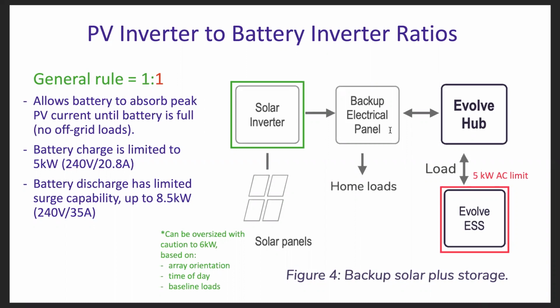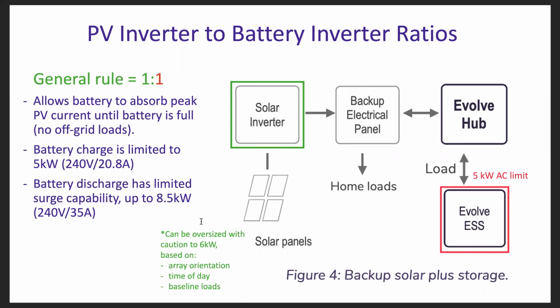So that means that a safe bet will be to size that solar on that backup loads panel the same to the 5 kW limit as the battery inverter itself. This allows the battery to absorb peak PV current until the battery is full. That's if there are no off-grid loads. The battery charge is limited again to 5 kW, that's 20.8 amps. And the battery discharge has limited surge capability up to a total of 8.5 kW for a short duration. Following slides go into a little bit more detail with that.